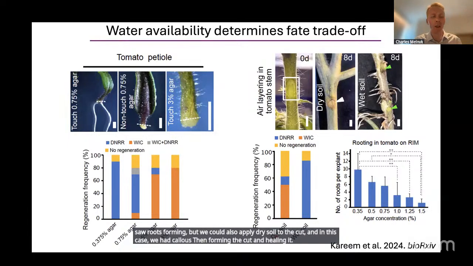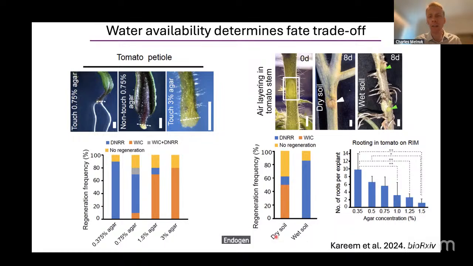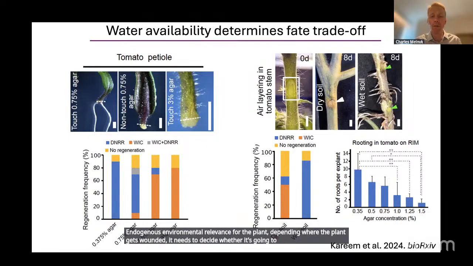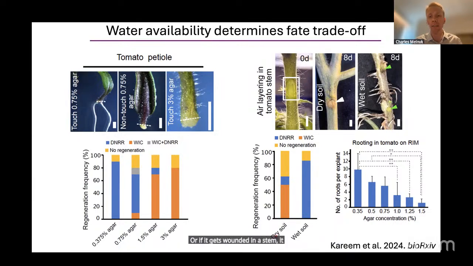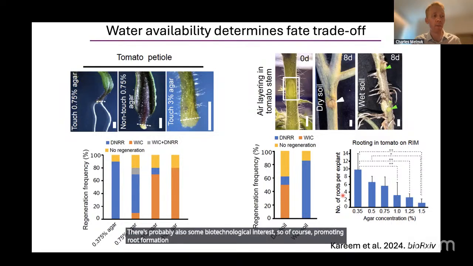So we think there's actually a lot of endogenous environmental relevance for the plant. Depending on where the plant gets wounded, it needs to decide whether it's going to form roots, if it's in a very damp environment such as the soil, or if it gets wounded in a stem, it needs to cover and seal that tissue. There's probably also some biotechnological interest. Promoting root formation in environments like root-inducing media is very relevant. If you're doing your root-inducing media on a very high percent agar, such as 1%, you might have very low efficiency of forming roots. And if you can reduce your concentration of agar, then your efficiency of root formation will become much higher.